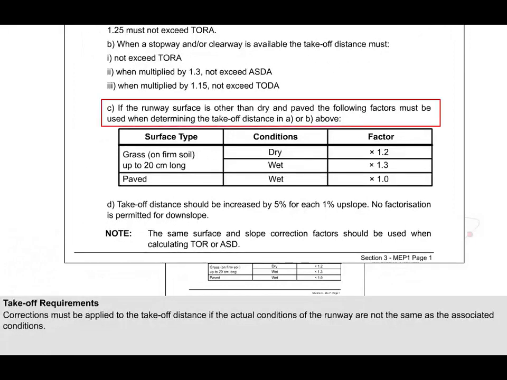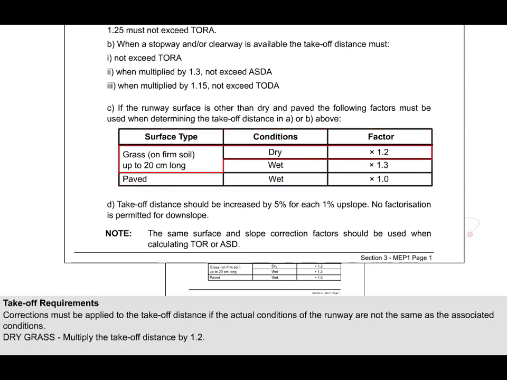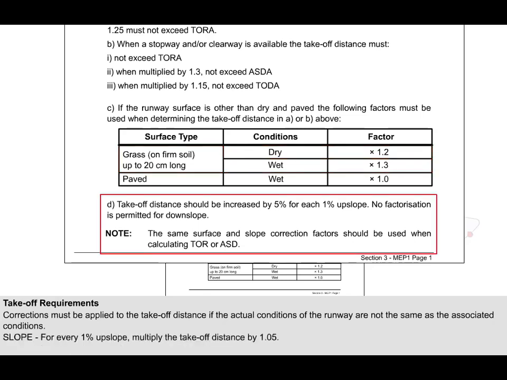On page 1 of section 3, under paragraph C in the CAP 698, it states that if the runway is other than dry and paved, the following correction factors must be used when determining the takeoff distance. These correction factors are shown on screen. As you have learnt already, grass runways will increase the takeoff distance compared to paved runways. Here, the factor to account for the effect of dry grass on the takeoff distance is 1.2, and 1.3 if the grass is wet.